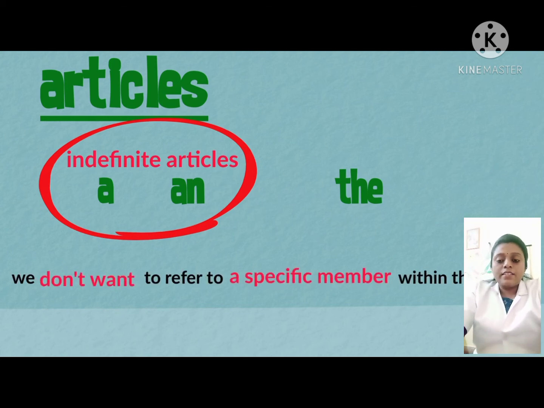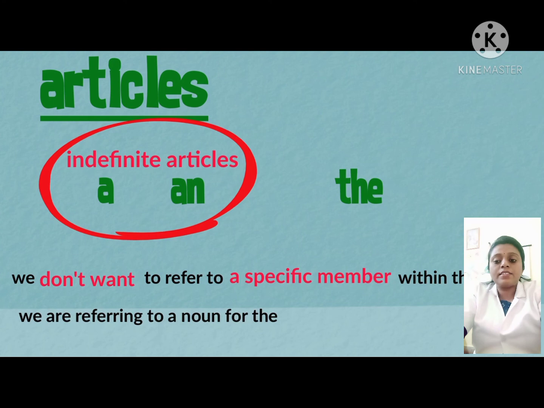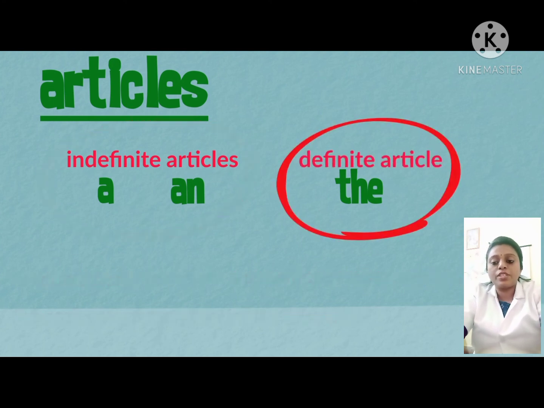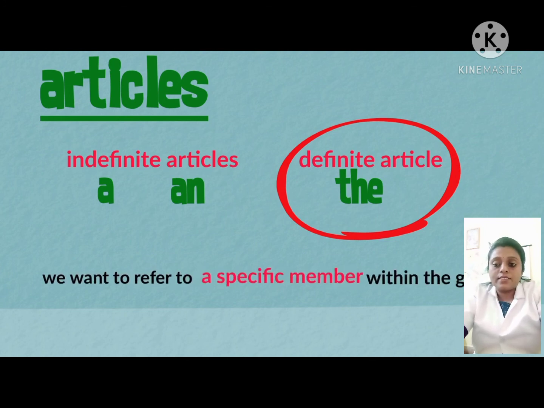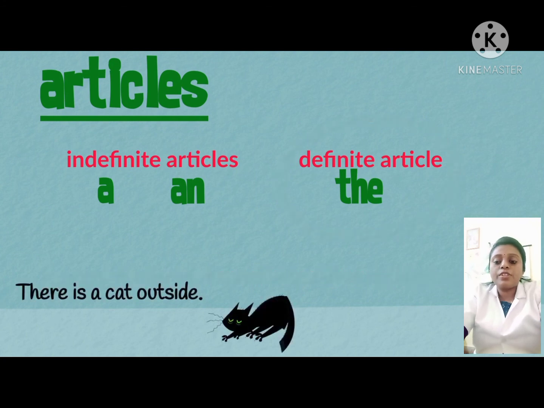A and an are indefinite articles. We don't refer to a specific member within the group. We are referring to a noun for the first time. Next is the. The is a definite article. We use it to refer to a specific member within the group.